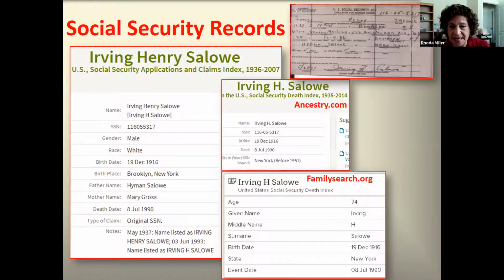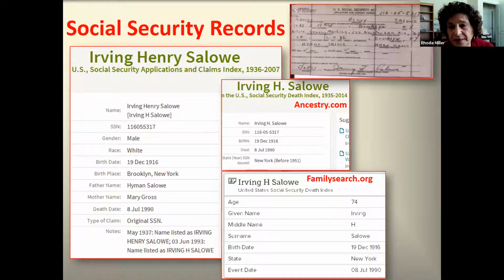Now, the Social Security Death Index is a different set of records by Social Security. So on Ancestry, which is here, we get his name, again, birth date, death date, Social Security number. And on FamilySearch.org, we have pretty much the same information. The format is a little bit different. In both of them, we learned that the Social Security number was taken out in New York State. So again, if you have someone who's moved around the country a lot, that can be very helpful.